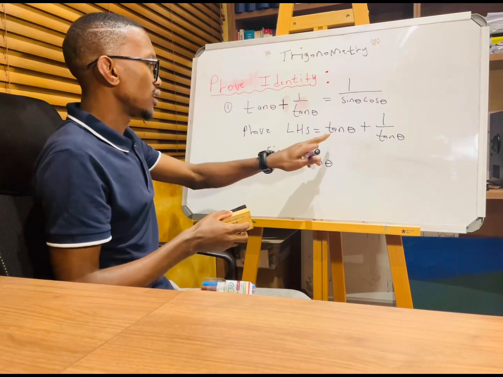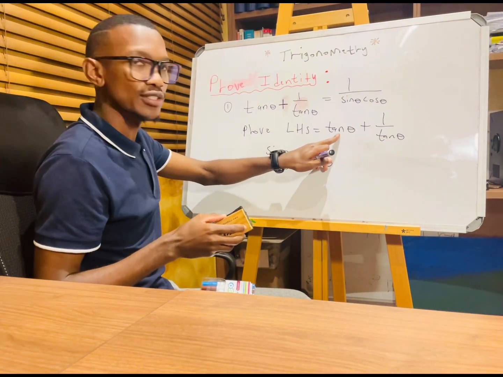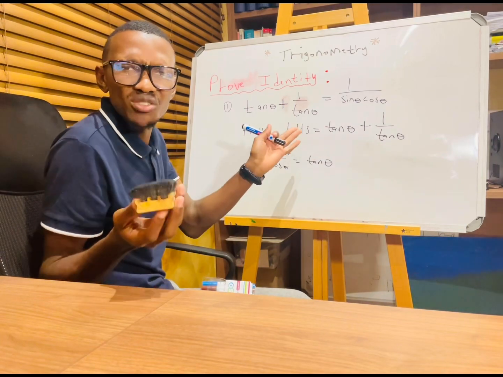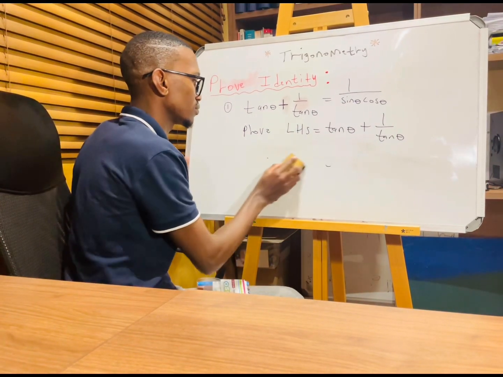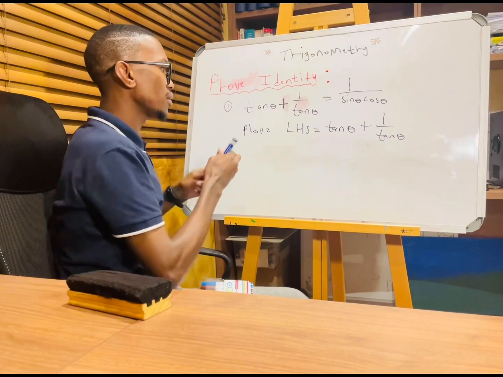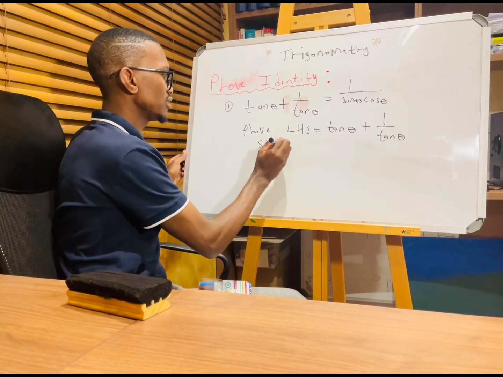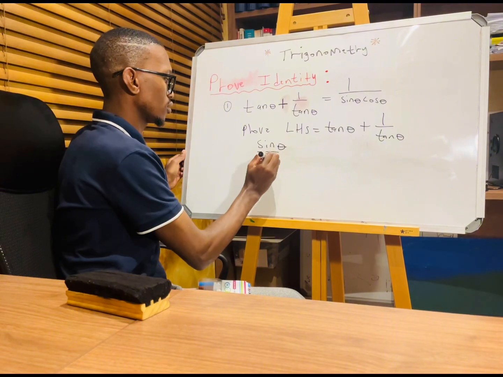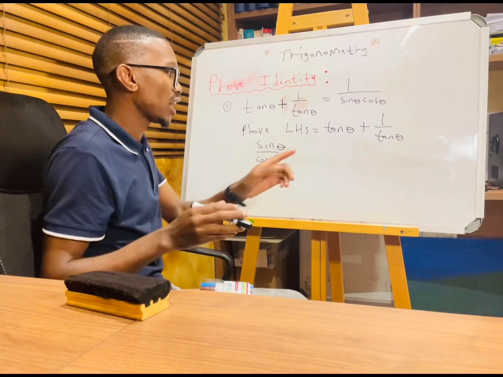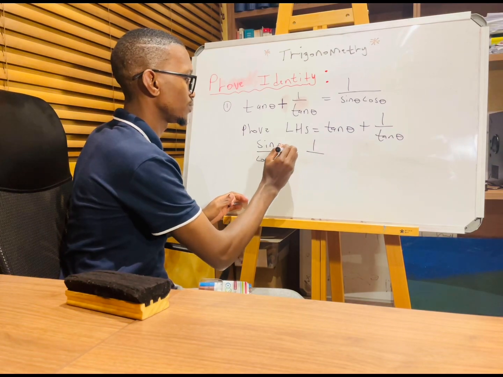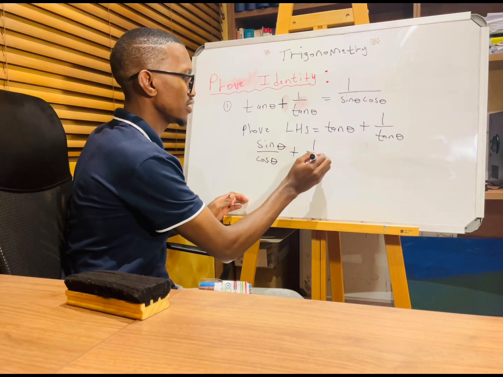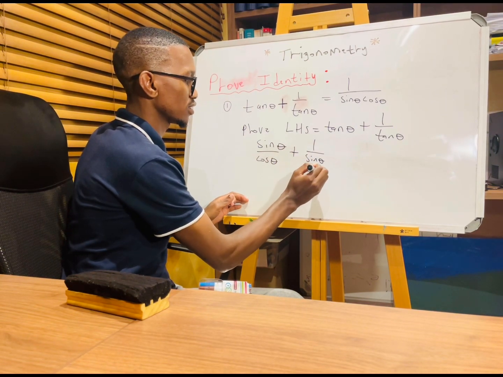Now, allow me, guys. Let me change this one and this one, and then we can see, maybe we can work out something, right? Okay, let's see. Then I'm going to say sine theta over cos theta. What I've basically done is changed this one. So I'm going to say plus 1 over what? Sine theta over cos theta.